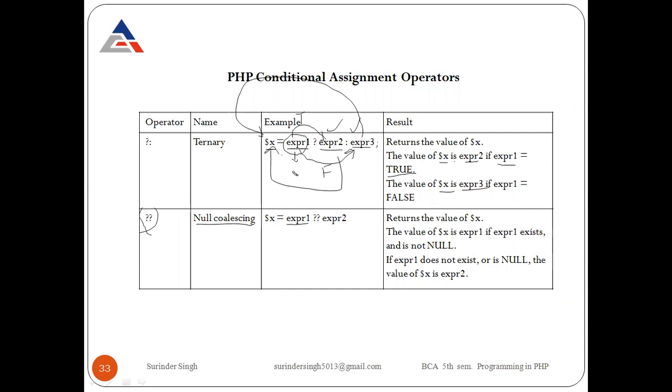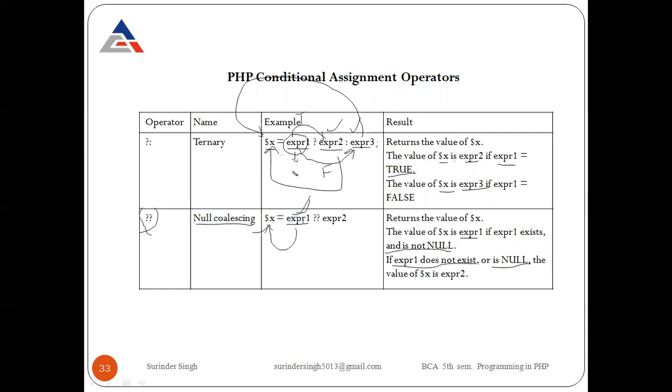It returns the value of x. The value of x is expression 1 if expression 1 exists and is not null. Clear? If expression 1 is not null, then it will assign its value to the x variable. But if expression 1 does not exist or is null, the value of x is expression 2.